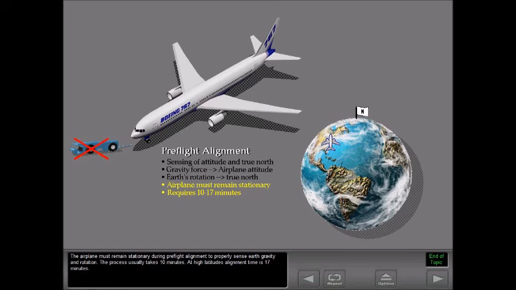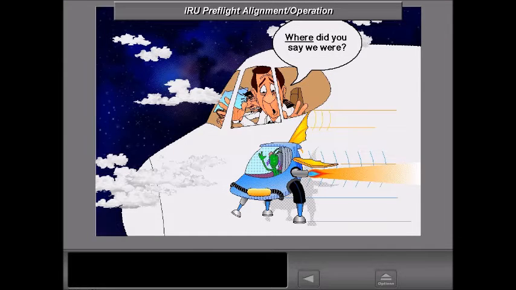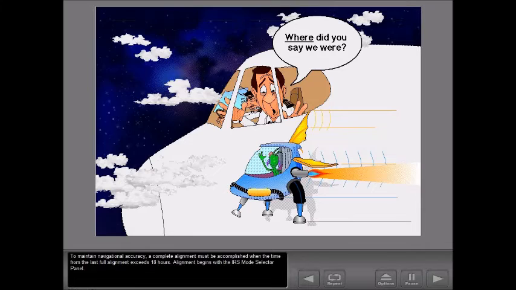The airplane must remain stationary during pre-flight alignment to properly sense Earth gravity and rotation. The process usually takes 10 minutes. At high latitudes, alignment time is 17 minutes. To maintain navigational accuracy, a complete alignment must be accomplished when the time from the last full alignment exceeds 18 hours. Alignment begins with the IRS mode selector panel.